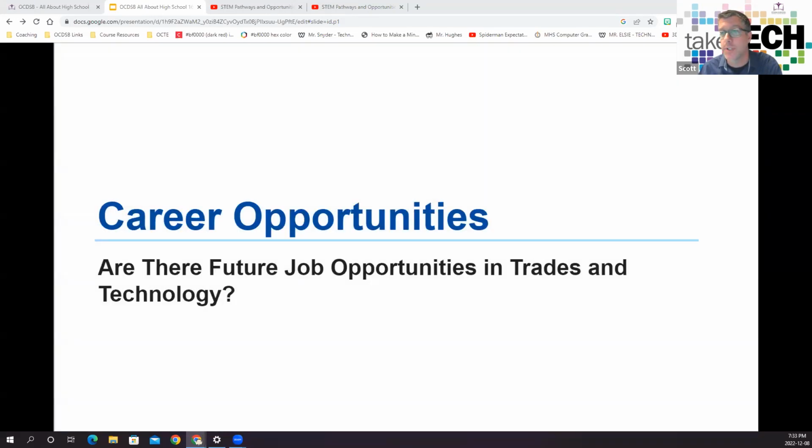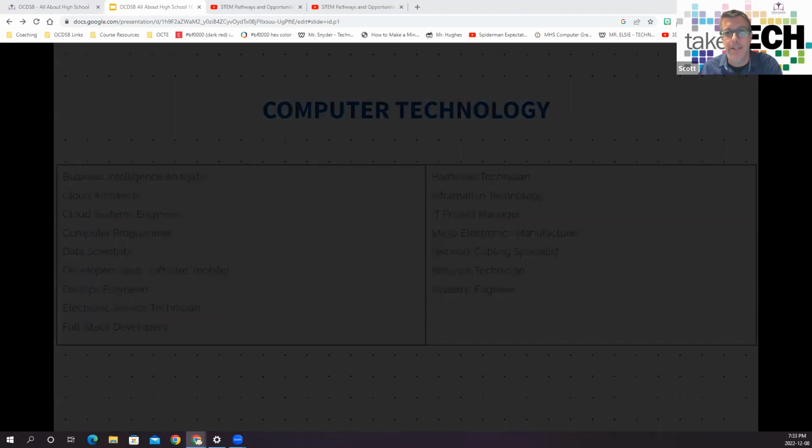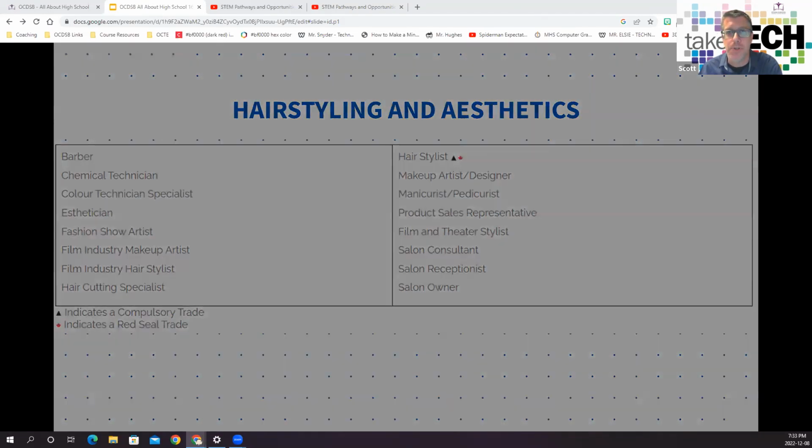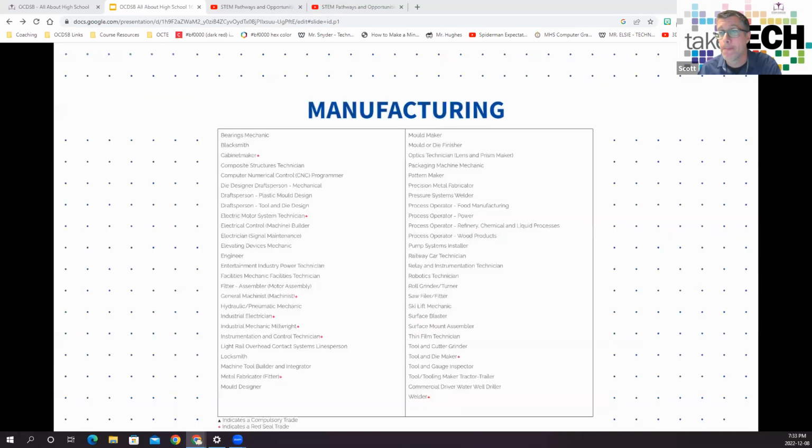Again, the elective courses. Career opportunities, I'm going to do this quickly. There are a lot. These are just some slides that show you opportunities that are in each of our sectors, each of the 10 sectors.